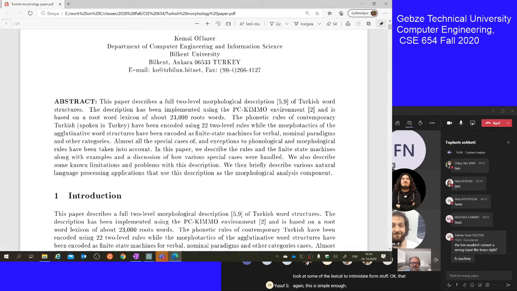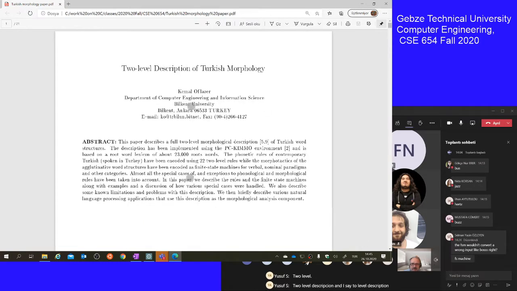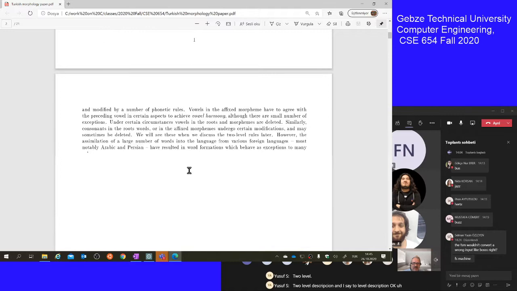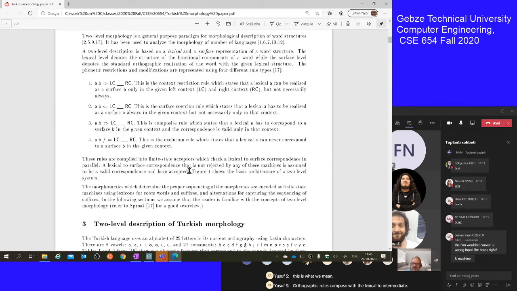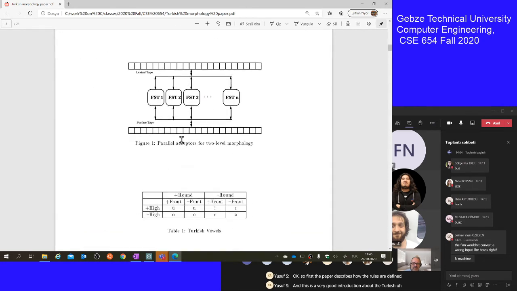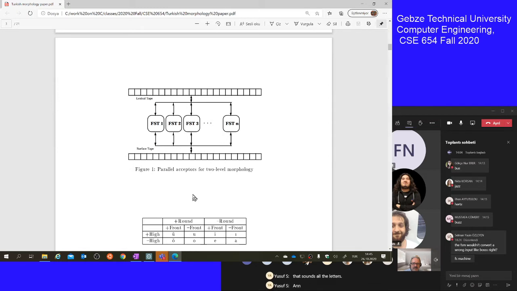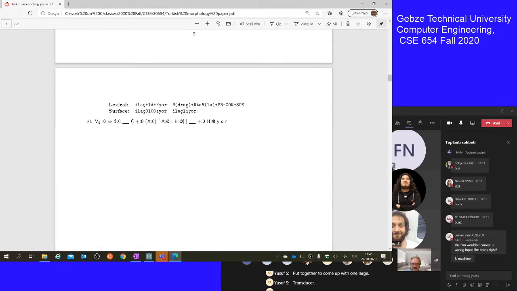Remember when I say two-level description, okay, this is what we mean. Orthographic rules compose with the lexical to intermediate. Okay, so first the paper describes how the rules are defined, and this is a very good introduction about Turkish, the sounds, all the letters, and the surface tape to lexical tape. All of these transducers will be put together to come up with one large transducer, and that works nicely. Okay, good.